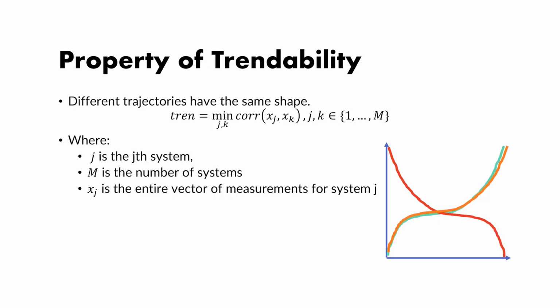Trendability refers to the ability to always have the same trend for different units, for different equipments, for different engines, for example, if you are analyzing engines. So if you always have an increasing trend in all units, you can say that the system is trendable. While monotonicity cares only about one system, trendability looks at several systems.